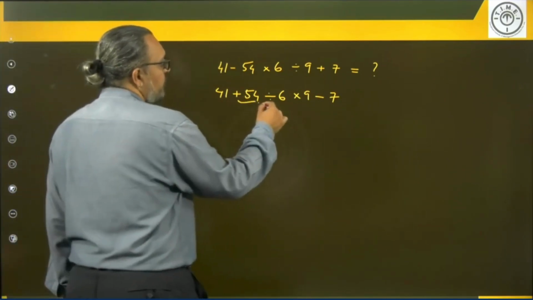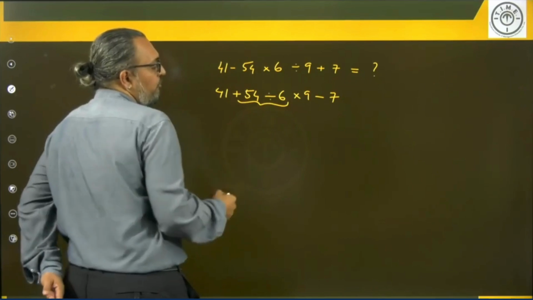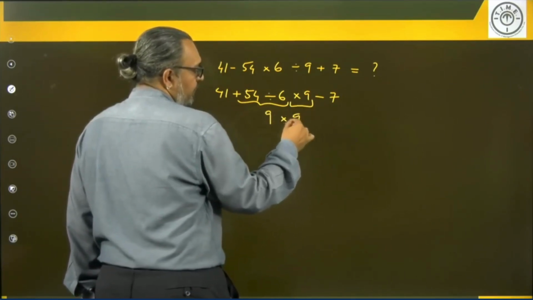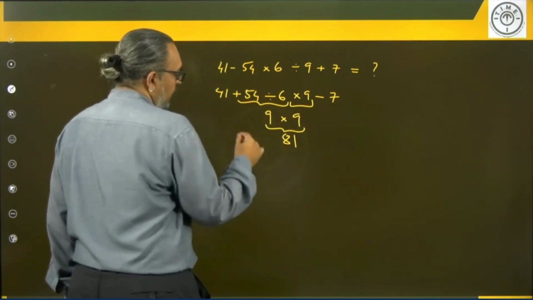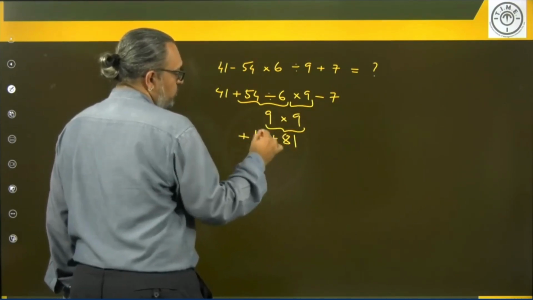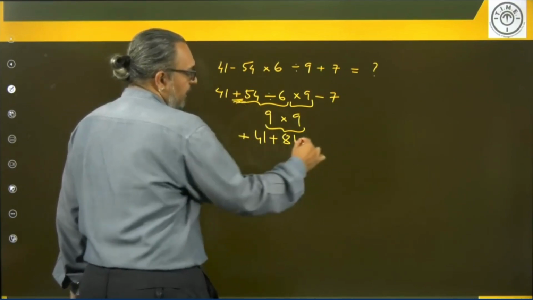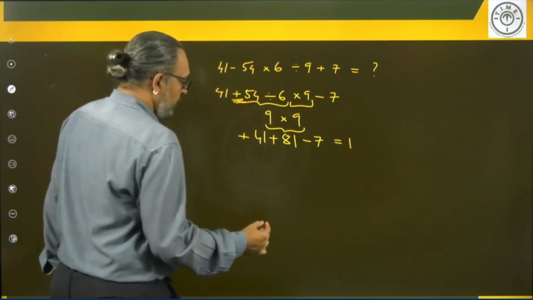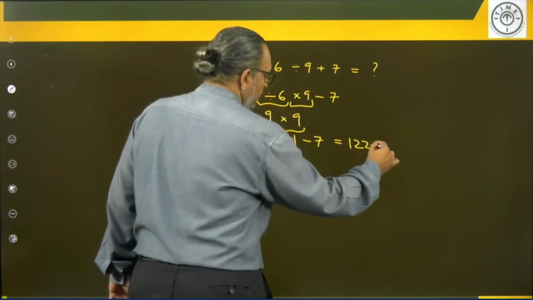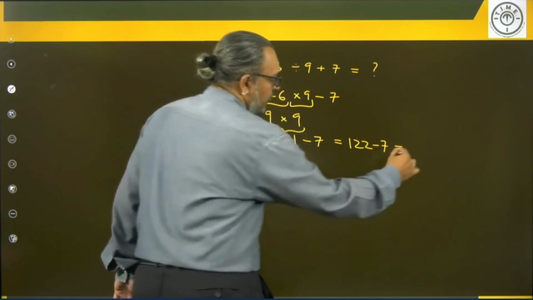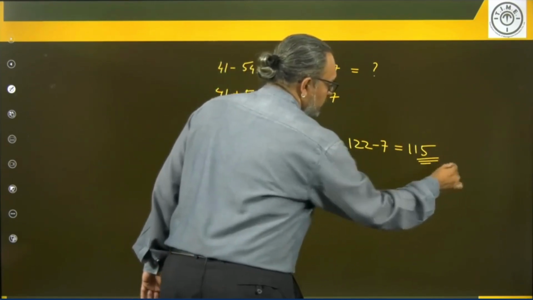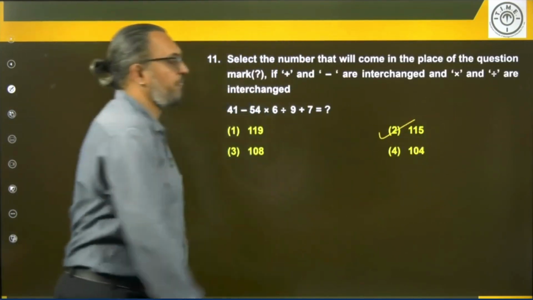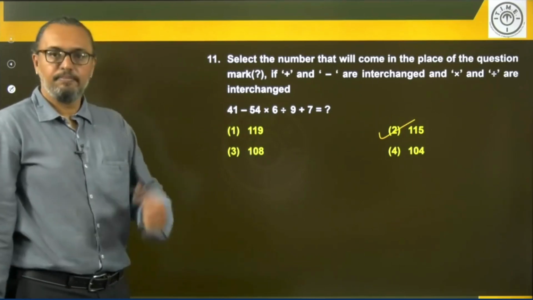So let us take the division first. 54 divided by 6 gives you 9, and then you have into 9. So 9 into 9 is 81, and then here you have plus 41. This is also plus because you have a plus here, and then minus 7. So basically this is 122 minus 7. So you will get 115. That is what I am searching for, and 115 is there in which option? Choice 2 is the answer.